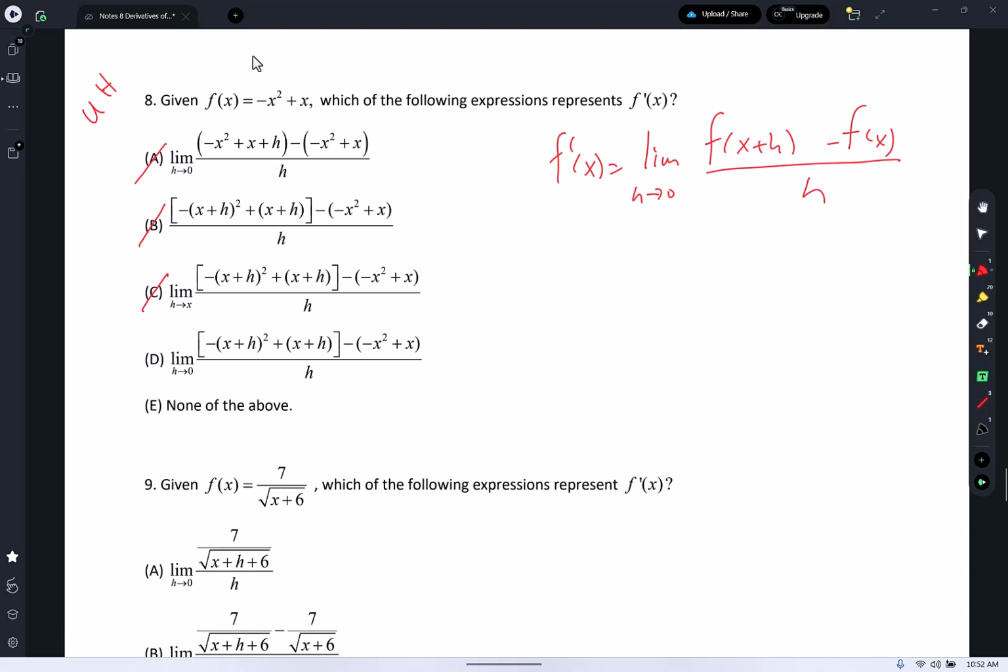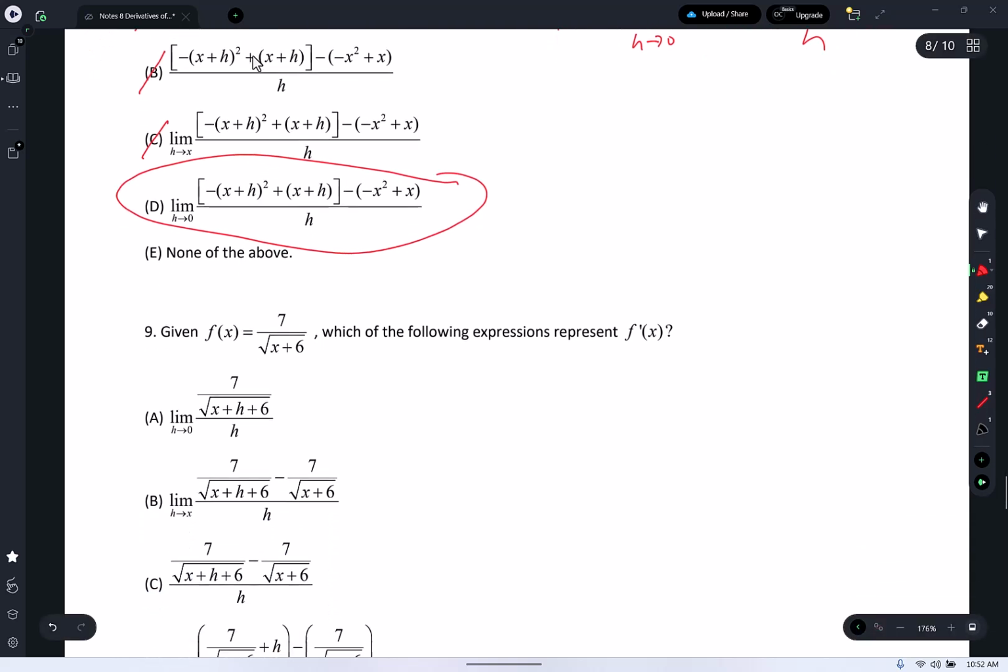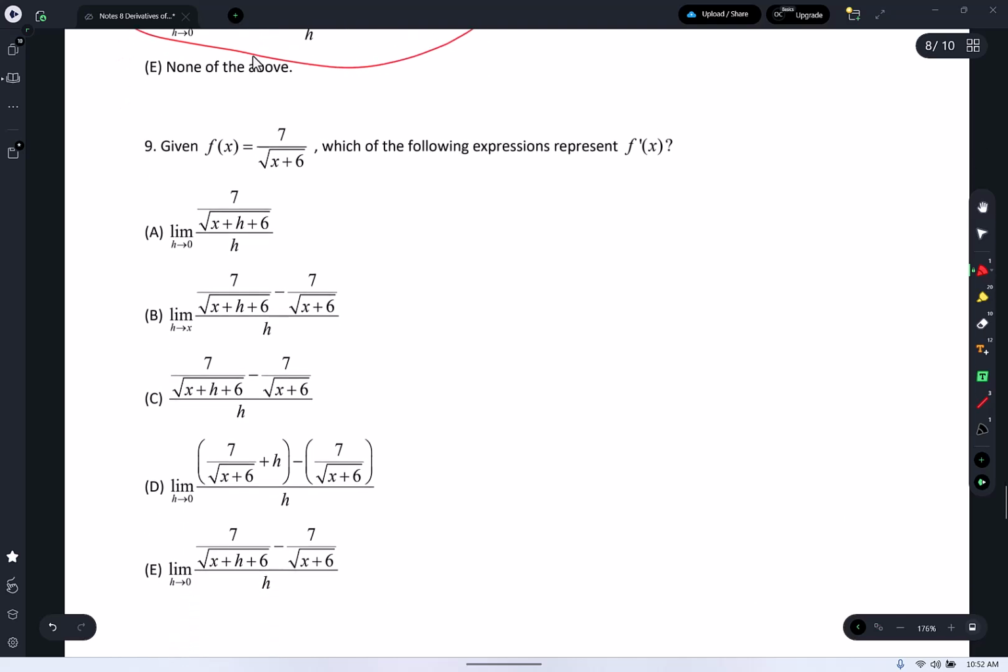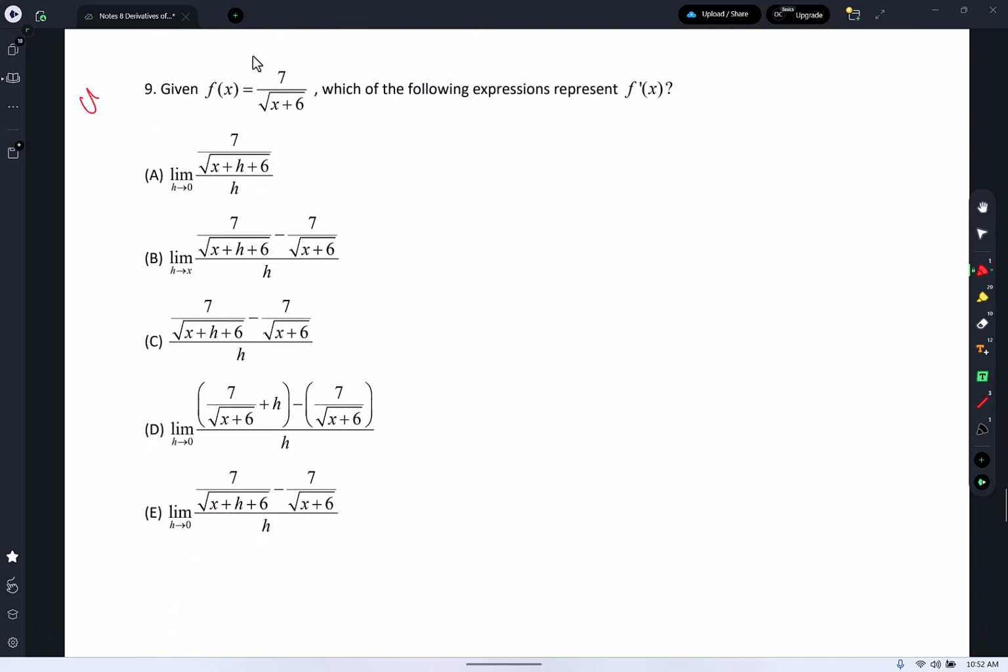What about letter D? The letter D looks promising. There it is. Do you see how we did it, guys? Okay. Number 9. Again, same thing. This is coming from UH.